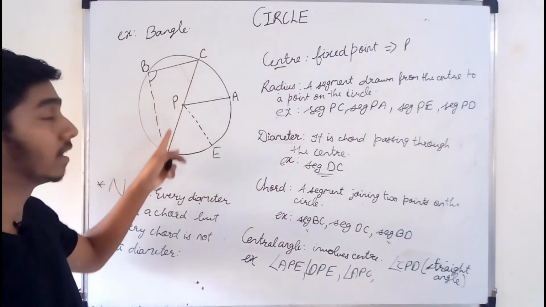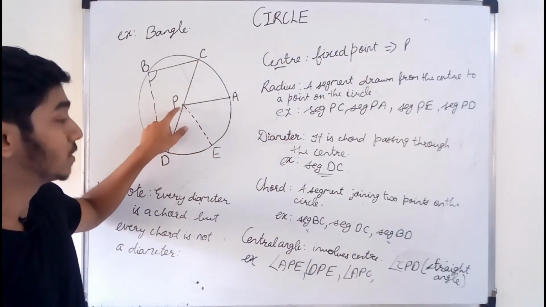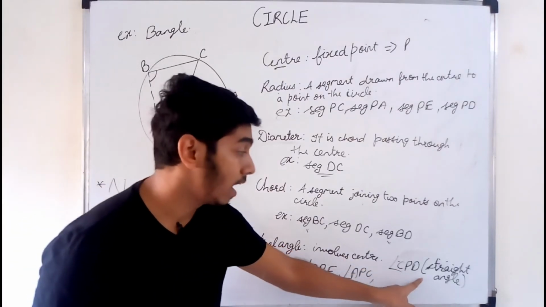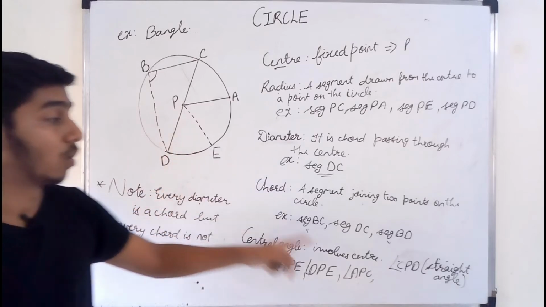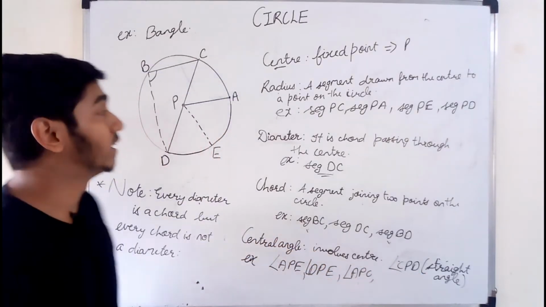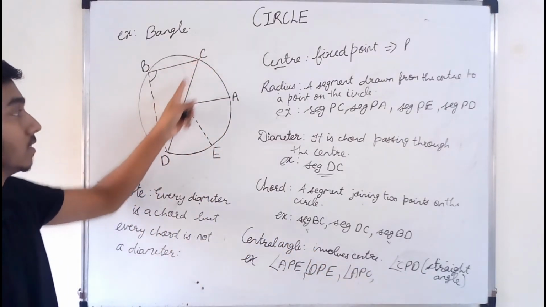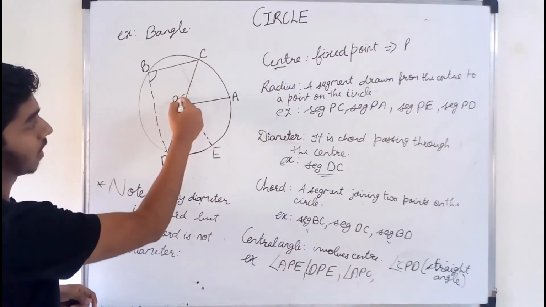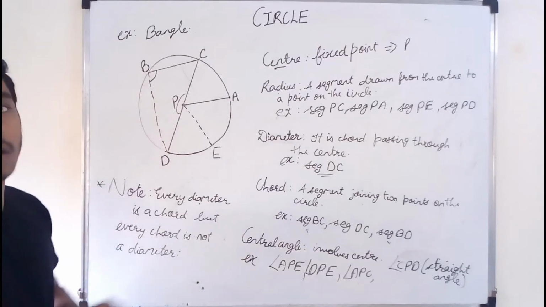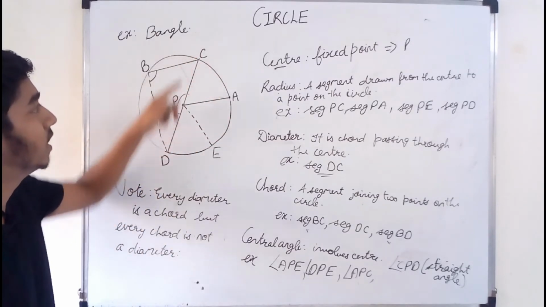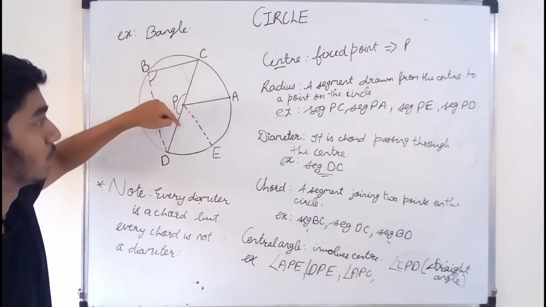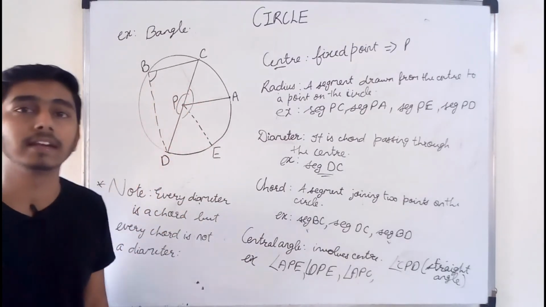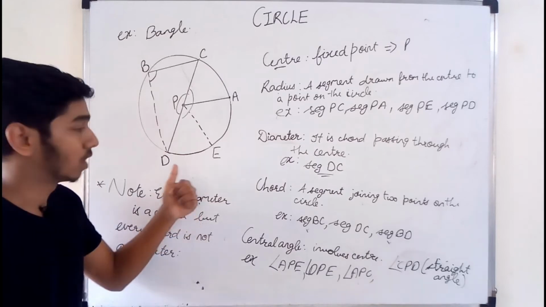CPD is also a central angle because P, the center, is involved, and this angle is called a straight angle because it is 180 degrees. Whether you see angle CPD this way or this way, on both sides it's 180 degrees only. I hope you have understood.